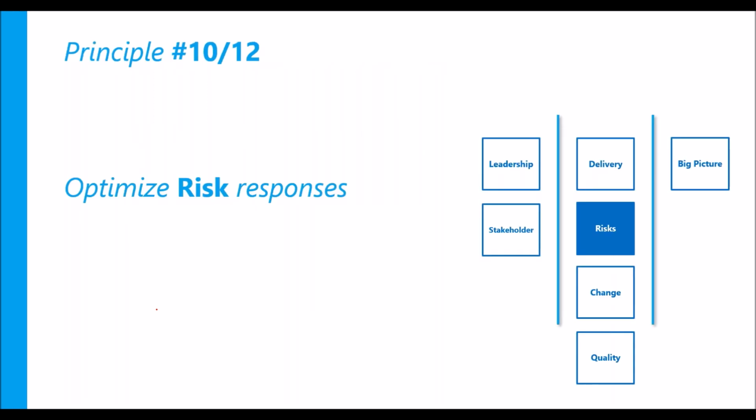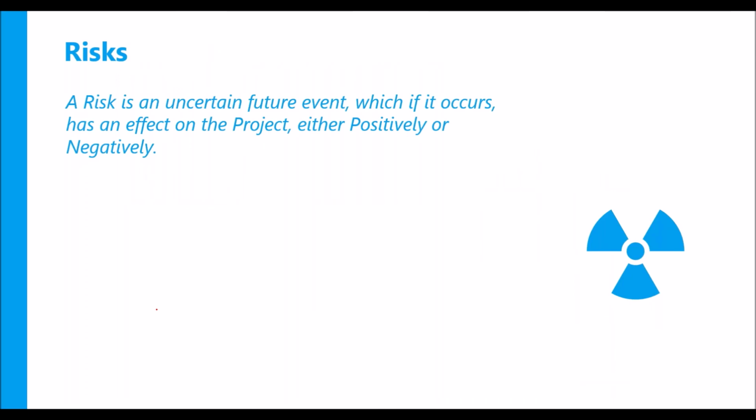Your 10th principle is handling risk responses. Okay, a risk is an uncertain future event, which if it occurs, has an effect on the project, either positively or negatively. So the general misconception is that risks are negative, but as a project manager, if you track positive risks also, you can help your project grab opportunities. So you typically calculate the probability of the risk, impact of the risk, you calculate the risk appetite, risk threshold, and these factors you use to identify risks and handle them.